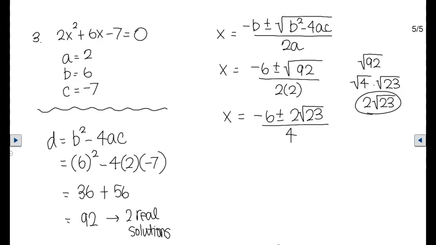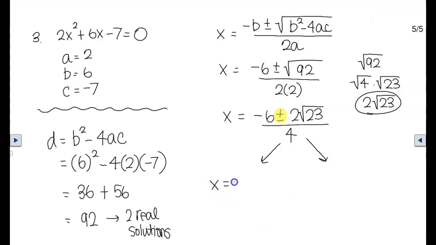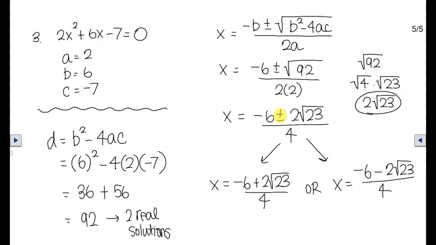So after you get the numbers filled into that quadratic formula, then work on the square root. This time, notice we still have a square root in our answer. So again here, this plus or minus sign tells me I'm looking at two things. X can be negative 6 plus 2 square roots of 23 over 4, or X can be negative 6 minus 2 square roots of 23 over 4. It can be either one of those things.